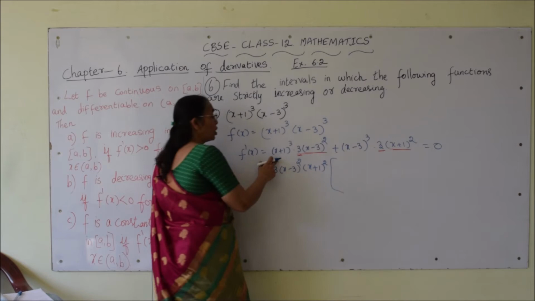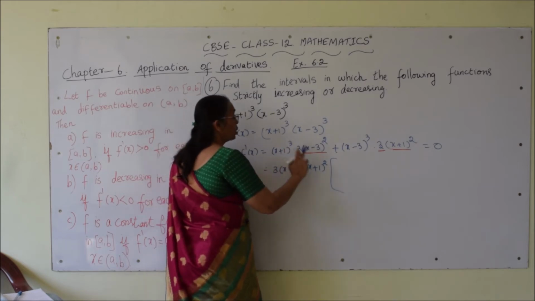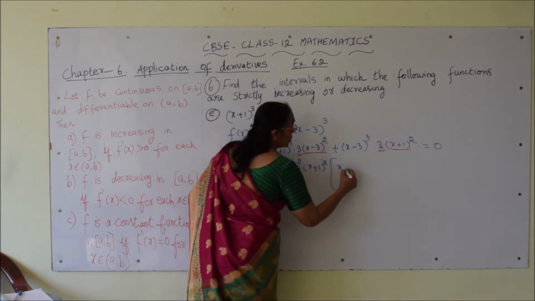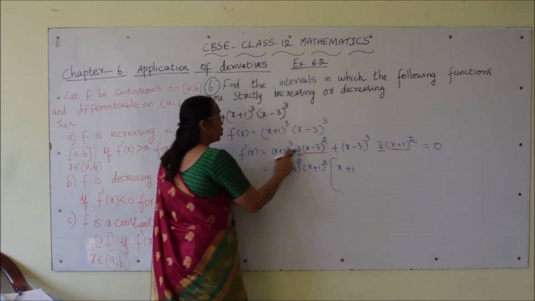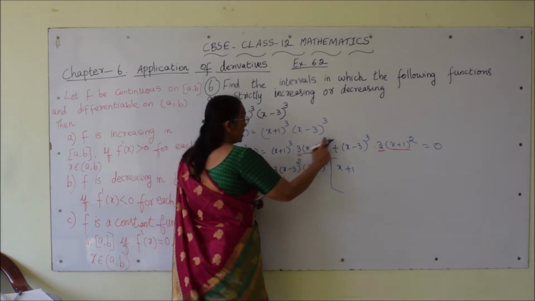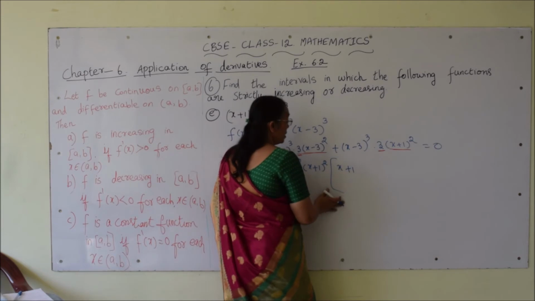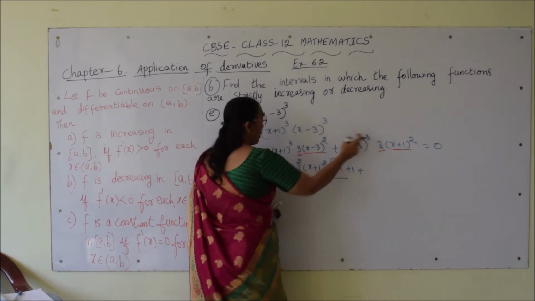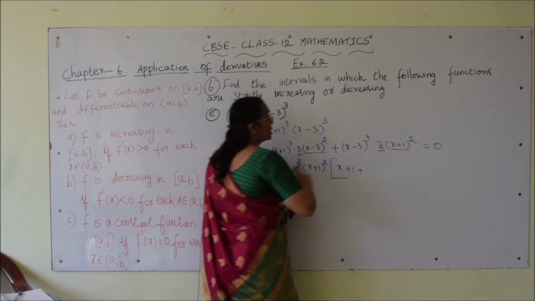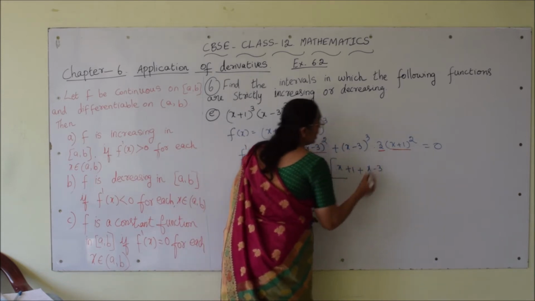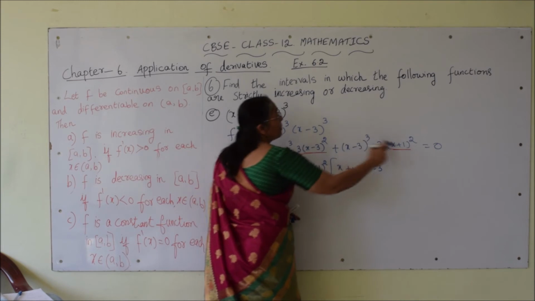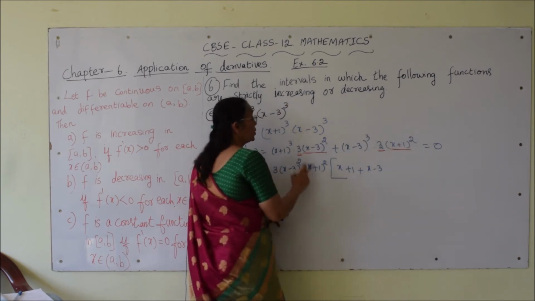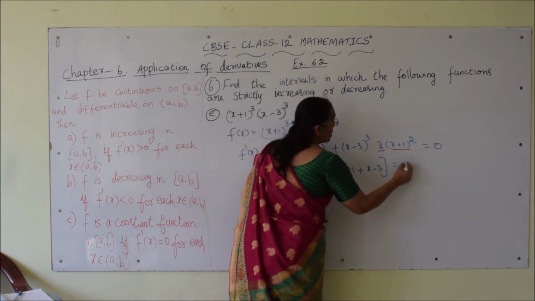So, what will be left over in the first term? It is (x plus 1) whole cube, and we have removed (x plus 1) whole square, so only the x plus 1 term is left over. 3 is taken outside, and (x minus 3) whole square is also taken outside. Now, coming to the second term, plus (x minus 3) whole power 3. We have taken (x minus 3) whole square, so x minus 3 is left over. 3 is taken outside and (x plus 1) whole square is also taken outside. So, these terms are equal to 0.